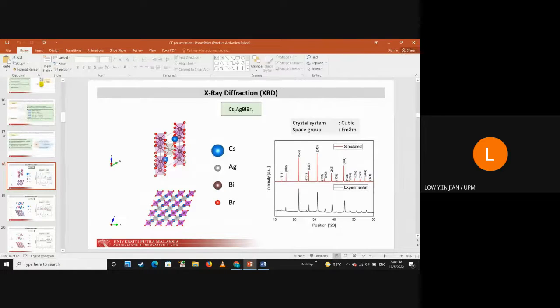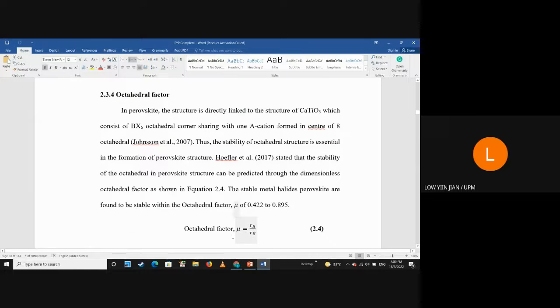It is a small cube inside the lattice structure. So this is an octahedral, and as you can see, if you substitute the radius of the B and X into this equation, the value calculated will give you some hints whether the structure is stable or not before we form the perovskite structure. Because in the perovskite structure, the octahedral factor must fall within this region.